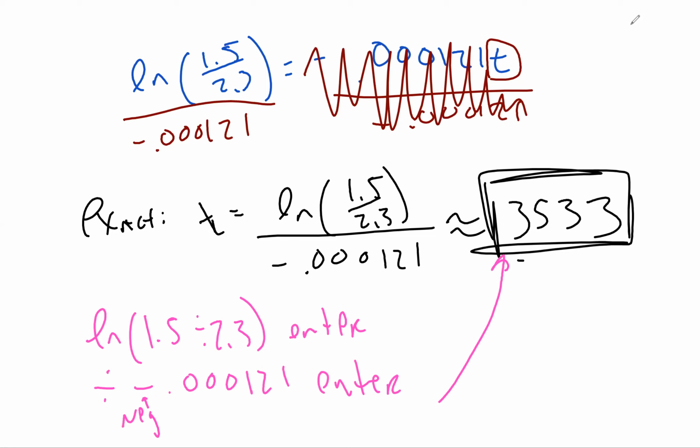Actually, to be honest with you, I can't remember if it was a whole number or if I rounded. Is it a whole number? Or did you round? You round because it's 3532.5. Yep. We round. Okay, and so ta-da! Done.